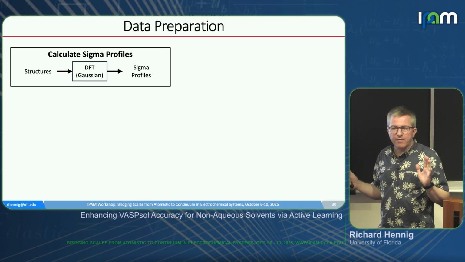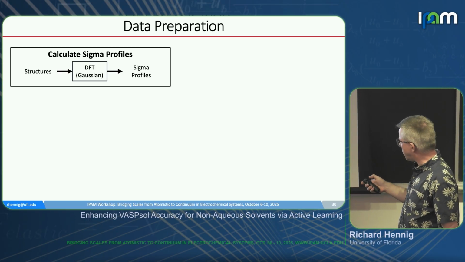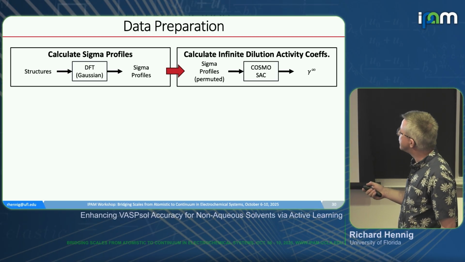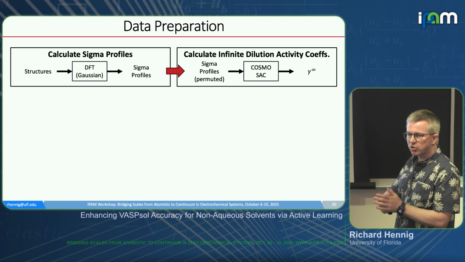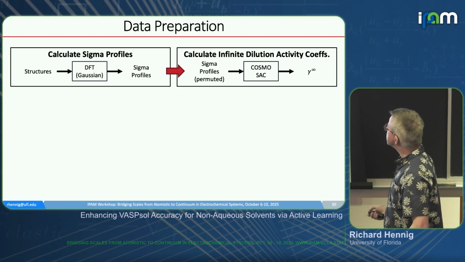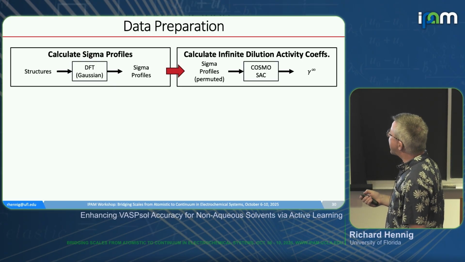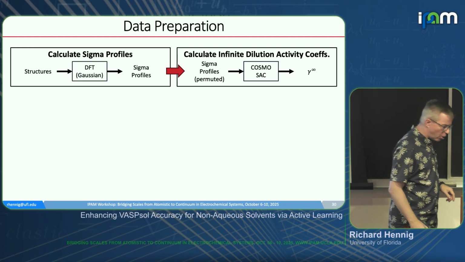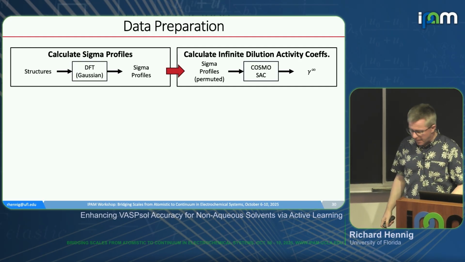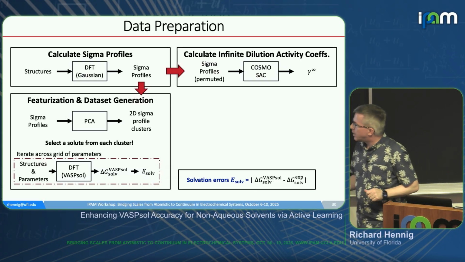So we use those sigma profiles to describe our molecules. We start with our structure for solutes and solvents, and we do our DFT Gaussian calculation, which just gives us a sigma profile. It's just a charge distribution on that surface. Since we have the sigma profiles, we also run it through the Cosmo model and get an infinite dilution activity coefficient, which we're going to use later on as an additional parameter for our machine learning.